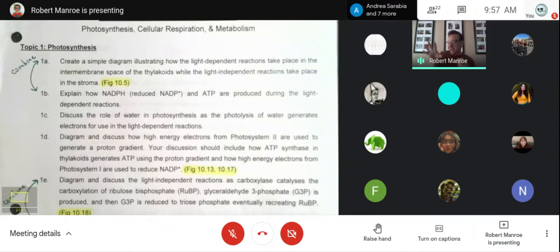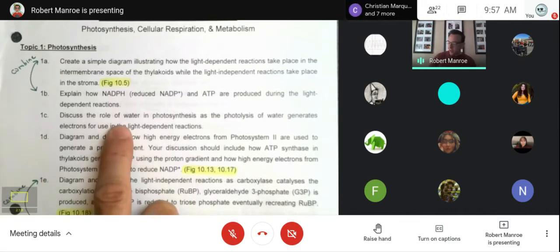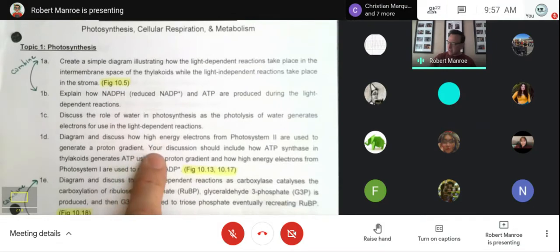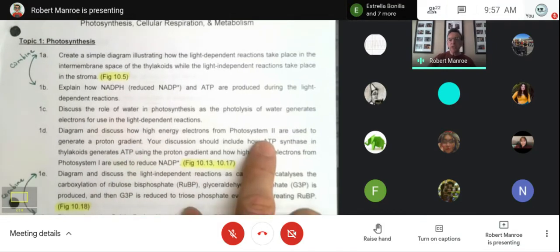To have the diagrams, then the explanation separate. That makes no sense. Put them together. Okay, so put 1A and 1B together. Then discuss the role of water in photolysis. Done. Then it starts talking about the high energy electrons of photosystem 2.